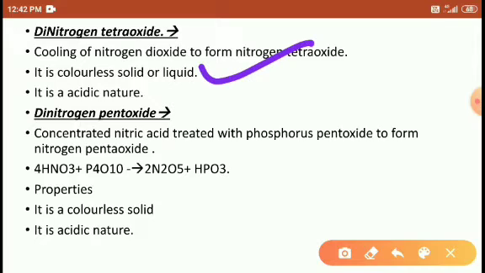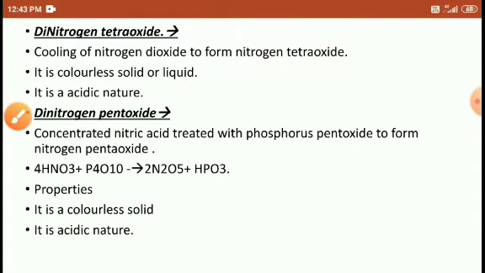It is a colorless liquid, acidic in nature. Concentrated nitric acid, HNO3, treated with phosphorus pentoxide, P4O10, forms nitrogen pentoxide. It is a colorless solid and acidic in nature.